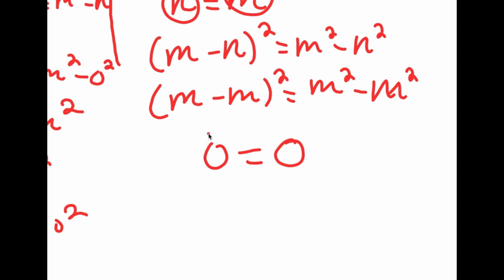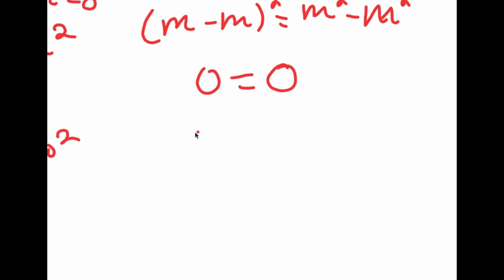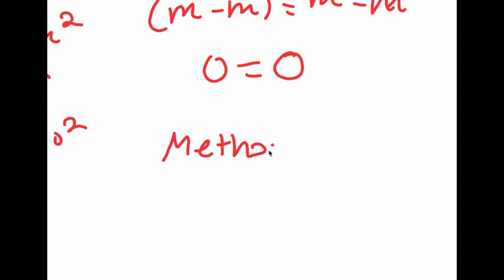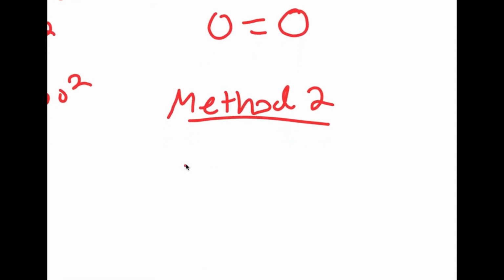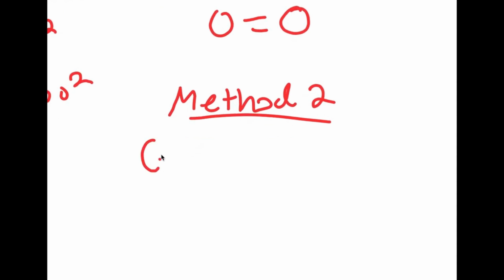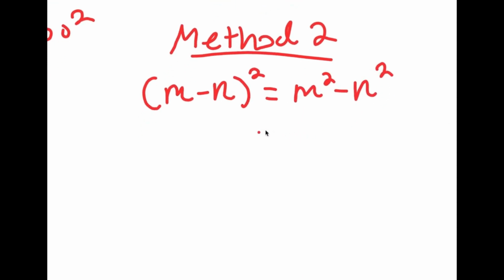So, now going back, what I'm going to do is do a different method to solve this problem. So method 2 is, first let's rewrite the equation. We have (m minus n) squared is equal to m squared minus n squared. And now this time, I'm going to again expand (m minus n) squared to m minus n times m minus n.